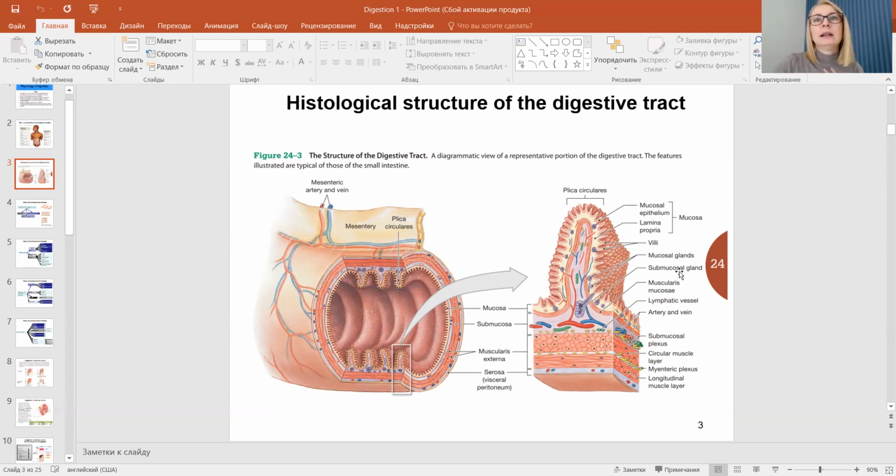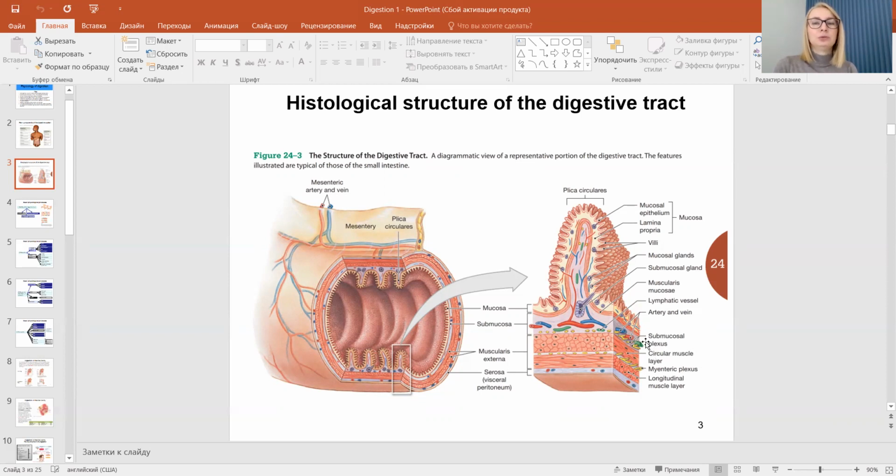So the submucosa lies just outside the mucosa. It is a thick layer of loose connective tissue containing nerves, blood vessels, and small glands. The submucosa has glands with ducts that extend through the mucosa to empty into the digestive tract. An extensive network of nerve cell processes forms a submucosal plexus, or submucosal network. Here you have on the picture the submucosal plexus, which regulates secretion from the glands.